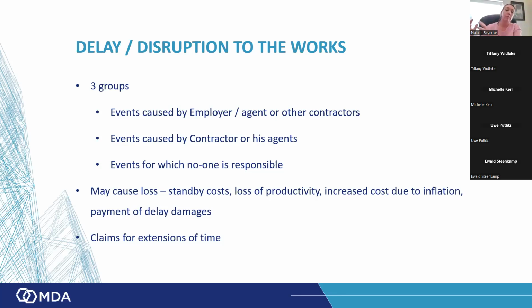In the FIDIC, for example, it's littered all over the place. So 2.1, employer fails to give access. That's an employer delay. He gets time, cost, and profit. Change in law, that's not any of our issue, but you're going to get your time and cost, no profit. So they are all dealt with very differently under the contract.